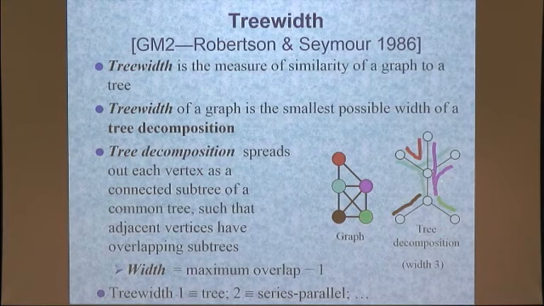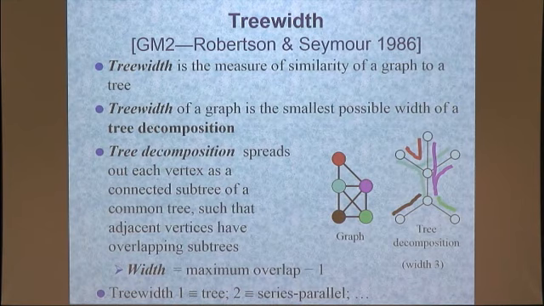You have a graph. For each vertex of the graph, you try to smear this vertex, somehow paint it, into this tree. And such that for any two vertices that have an edge, their corresponding subtrees should share at least one vertex, or overlap on one vertex, and the maximum overlap minus 1 would be the width of that. But that's the definition. You don't need to know such a definition.